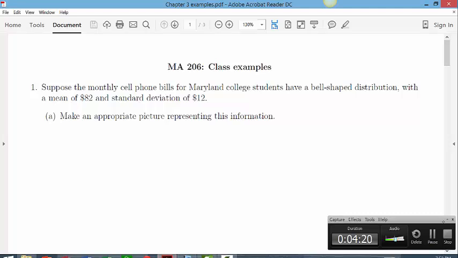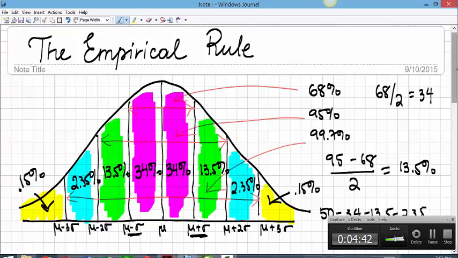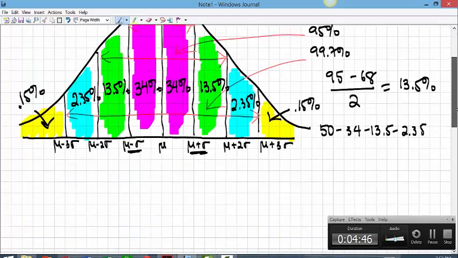Okay, let's take a look at this one. Suppose the monthly cell phone bills for Maryland college students have a bell-shaped distribution with a mean of $82 and a standard deviation of $12. The first part of this problem is asking to make an appropriate picture representing this information. Alright, so what would I do? Well, I'm going to use my model to solve this application problem. So what would I do?